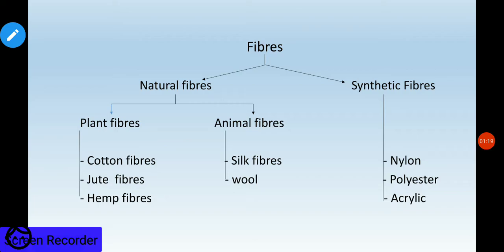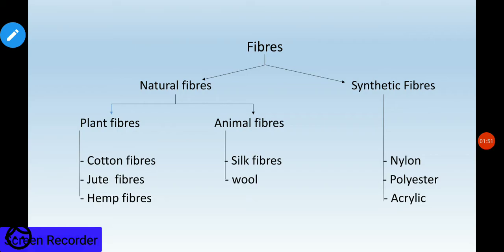known as hemp fibers. Animal fibers: silk fibers obtained from the silkworm, wool fiber obtained from the sheep. Usually from the animals we obtain the wool. All about the natural fibers you have studied in previous classes. Now synthetic fibers. Nylon, polyester, acrylic. These are few examples of the synthetic fiber.